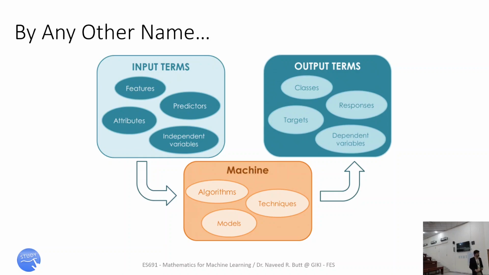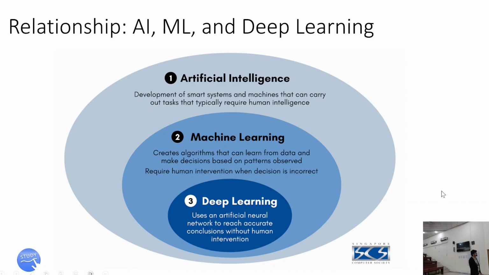Right. So again, just to summarize, there are many names for input, output, and what happens in the machine. Input terms are, we sometimes call them input, features, predictors, attributes, independent variables. जो maths में ज़्यादा कहते हैं. Yeah. Output, classes, responses, targets, dependent variables. Yeah. And what happens in the machine? Model, technique, algorithms. Yeah. So what we have looked at is a little bit of each of these.